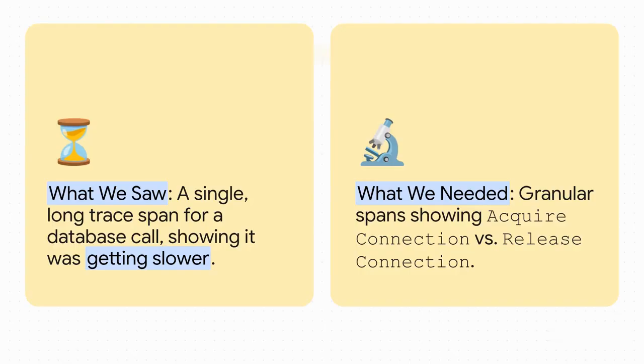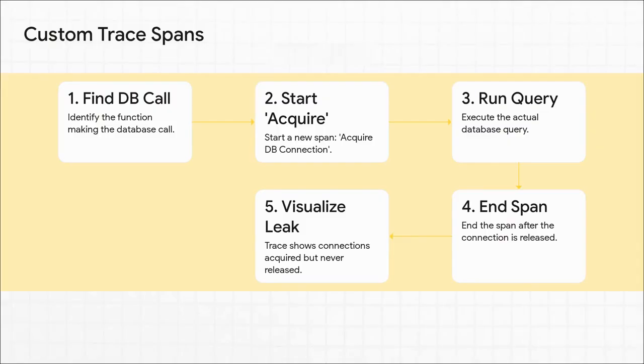The default observability tools just weren't cutting it. Their tracing showed that database calls were getting slower and slower, but that was just the symptom, not the root cause. The real blind spot was buried deep in the code. The default tools couldn't show them the difference between the time spent waiting for a connection versus the time spent actually running a query. So how'd they finally catch it?